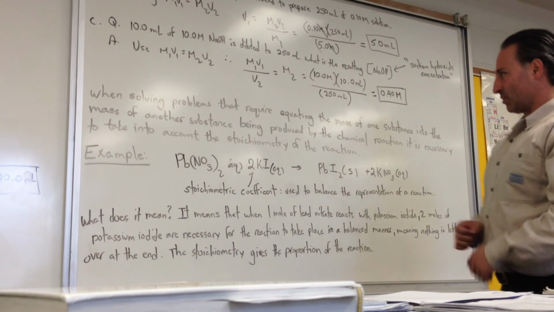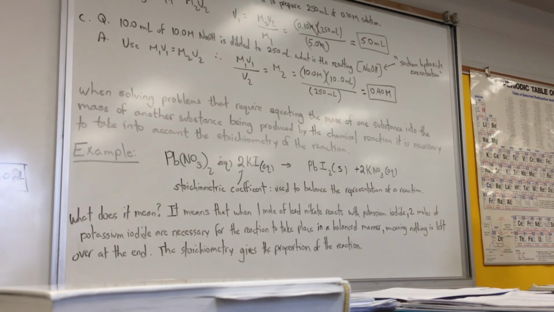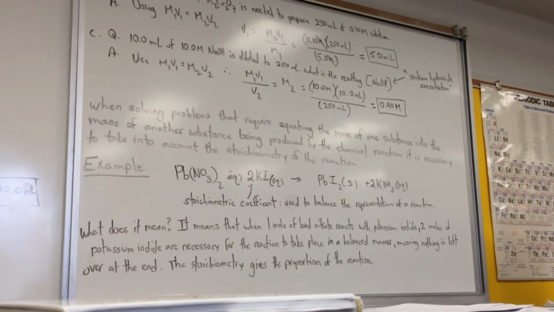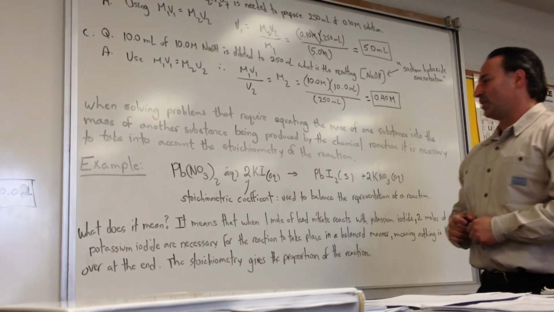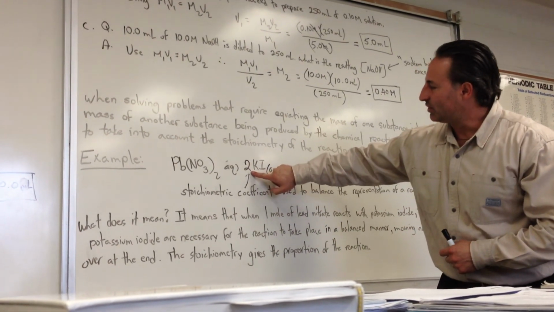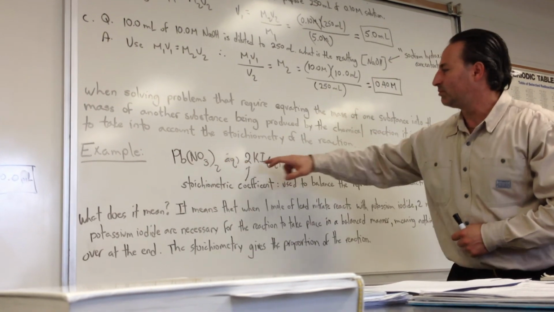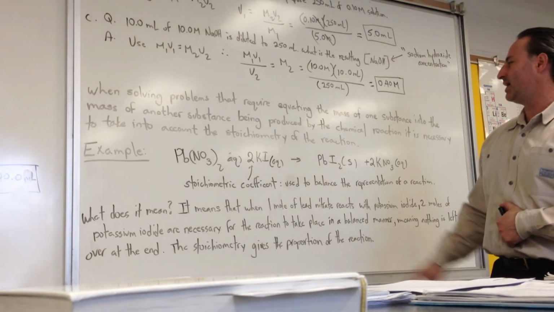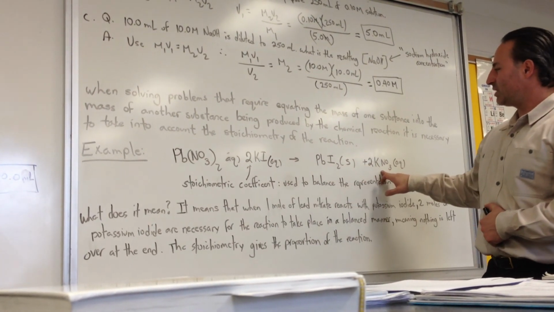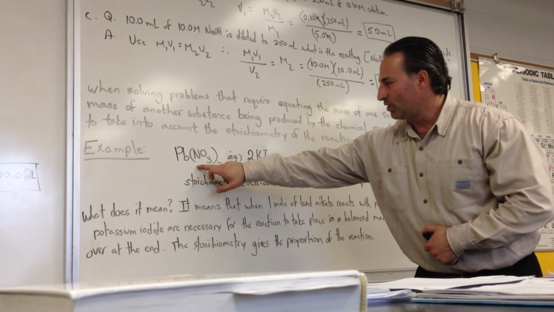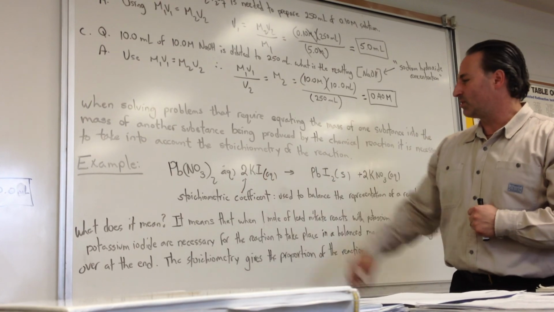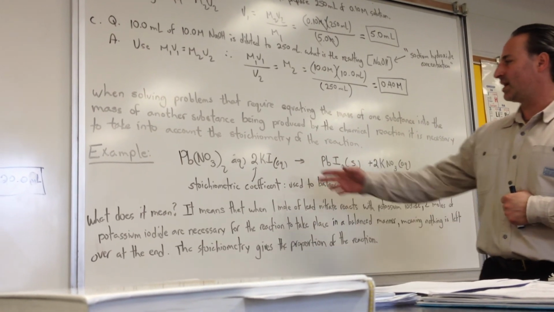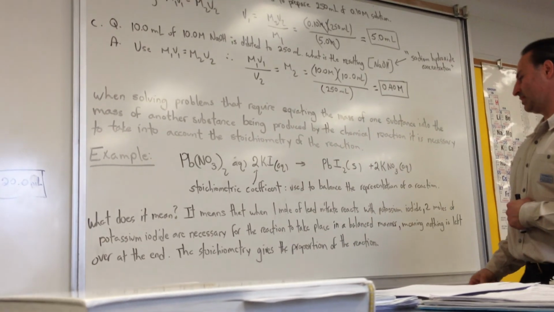When solving problems that require converting the mass of one substance into the mass of another substance being produced by the chemical reaction, it is necessary to take into account the stoichiometry. Here's the stoichiometric coefficient. In this reaction, lead nitrate, plumbous nitrate, is reacting with potassium iodide to give you lead iodide and potassium nitrate. For every 1 mole of lead nitrate, you need 2 moles of potassium iodide for the reaction to proceed normally. So this is helping us to balance the reaction.